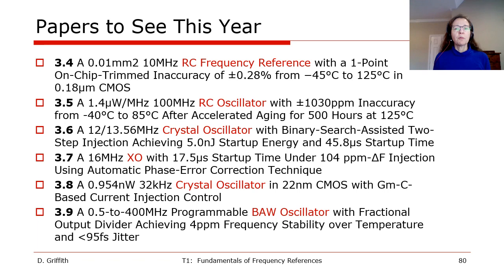Then there are 2 papers on megahertz crystal oscillators with new techniques to get faster startup time. Paper 3.8 is a low-frequency crystal oscillator with power consumption under a nanowatt. And finally, paper 3.9 is a BAW oscillator with a fractional output divider achieving less than 95 femtosecond jitter. As you can see, frequency references are a key topic with 6 different papers on it this year at ISSCC.